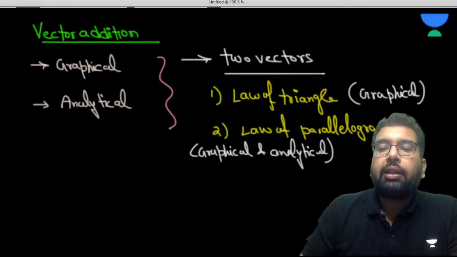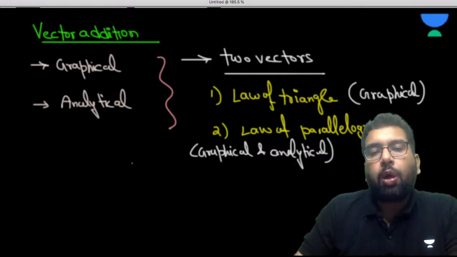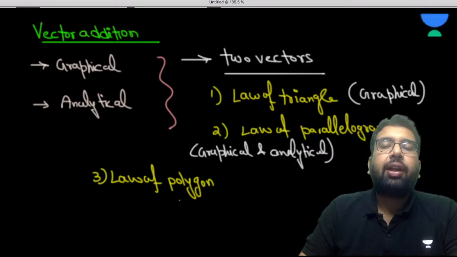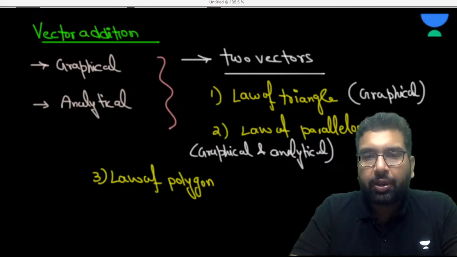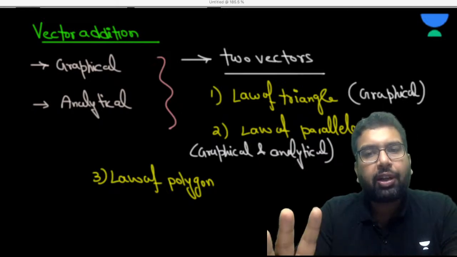And there is a third, that is the law of polygon of vectors. This is completely graphical. Although we can use some simple geometry to solve for the answer, our focus will be on the law of triangle and the law of parallelogram for the time being.